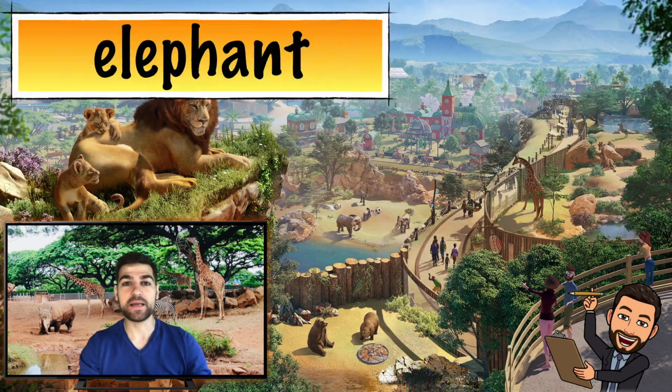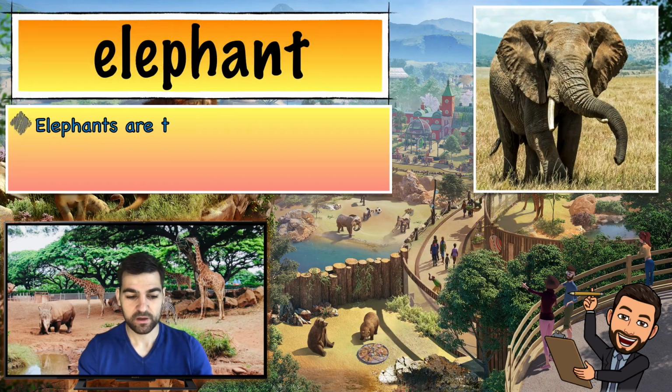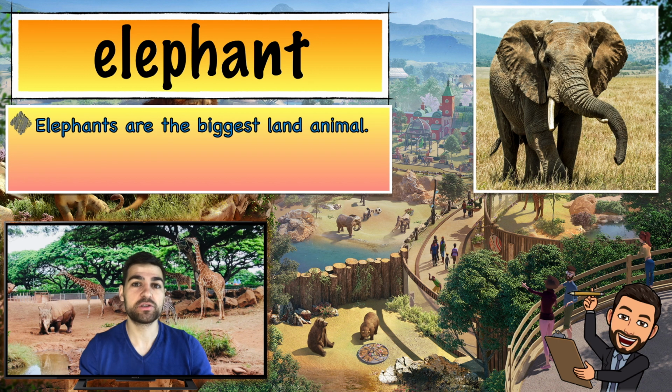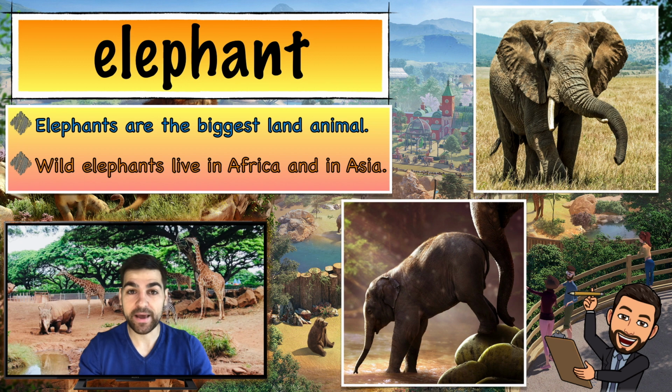Our next animal is the elephant. Now, elephants are the biggest land animal. This is really important to remember. So they are not the biggest animal, because the biggest animal is the whale. Do you know what a whale is? Try to do some research. Find out what a whale is. So elephants are the biggest land animal. So the biggest animal that walks on Earth. In our second sentence, wild elephants live in Africa and Asia. So the ones that are not in a zoo.